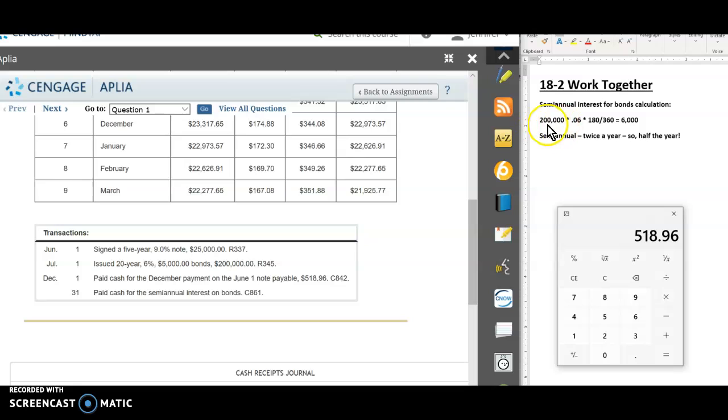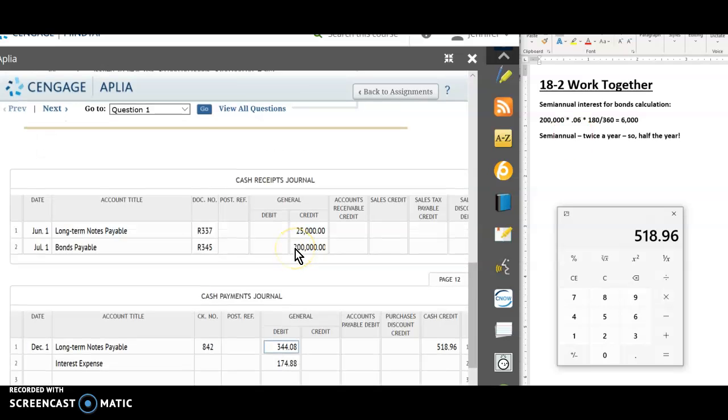You take how much money we borrowed, or in this case we issued in bonds, $200,000, times your annual interest rate. Okay, and so then you have to make it for the amount of time that we're paying. So it's a semi-annual payment, which is twice a year, so half of our year. So half of 360 is 180. Okay, so 200,000 times 0.06 times 180 divided by 360 is $6,000. So we're making a payment of $6,000 on all those bonds.